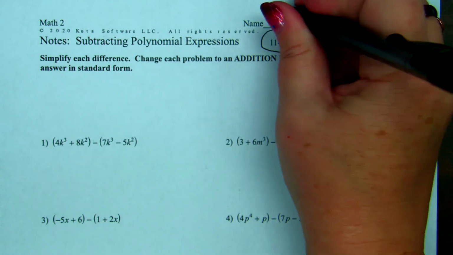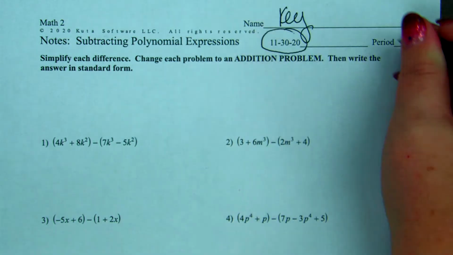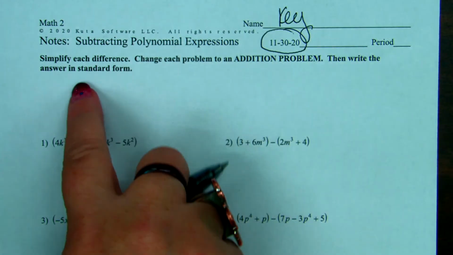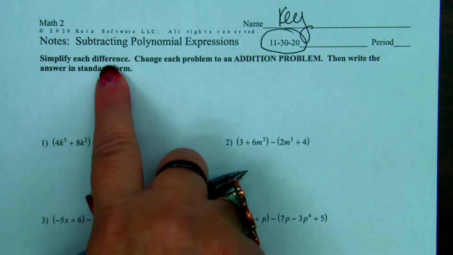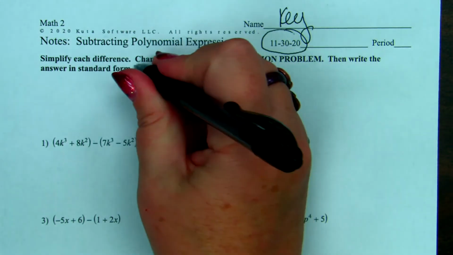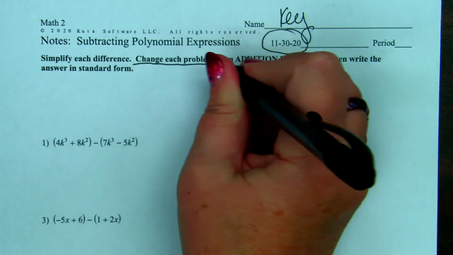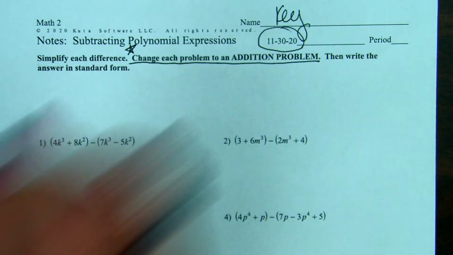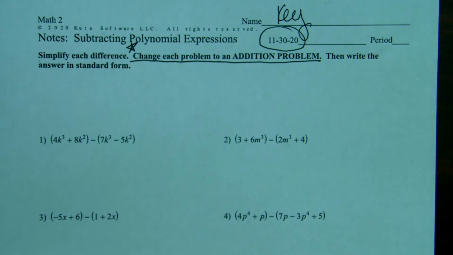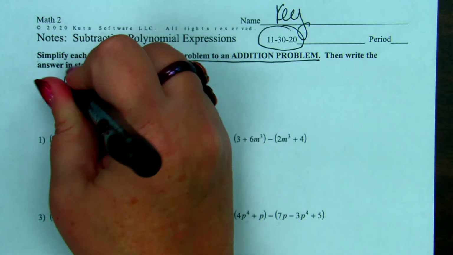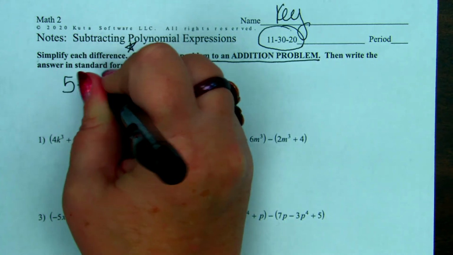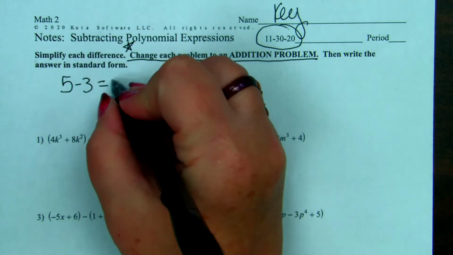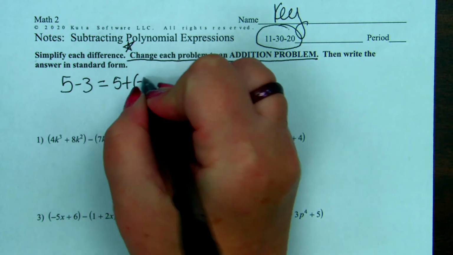So make sure you write your name and what period you're in. It says simplify each difference. Difference means subtract. Change each problem to an addition problem. This is really important. I want you to change each problem to an addition problem and then write the answer in standard form. So if it was 5 minus 3, you'd write it as 5 plus negative 3.